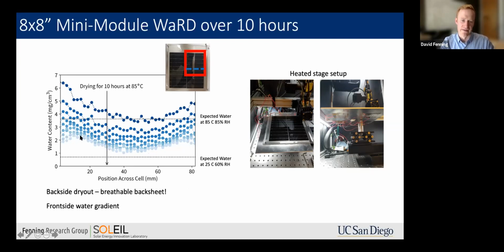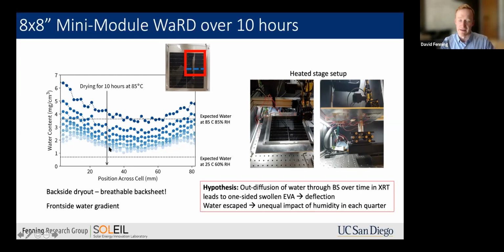We also established that we do have a front side gradient. In part, we were trying to capture that gradient in order to see its effect. But what we established was a very complex stress state within our mini module. So we hypothesized that the outdiffusion of water over time leads to this one-sided swollen EVA on the front that's contributing to deflection. But even during our XRT measurement, water was outdiffusing on the backside, leading to an unequal impact of humidity over time.